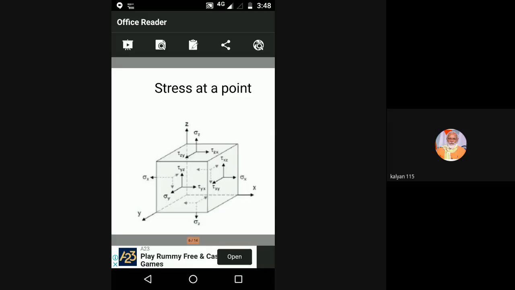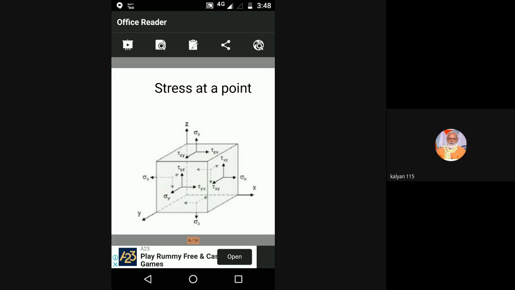So on the member, two kinds of stresses will be developed: one is the normal stress, the second is the shear stress. The normal stresses are always perpendicular or normal to the plane. The shear stresses are always parallel or tangential to the plane. On each plane, how many stresses will be developed? Three: two shear stresses and one normal stress. On the y plane also three, two shear and one normal. On the z plane also three, one normal and two shear.